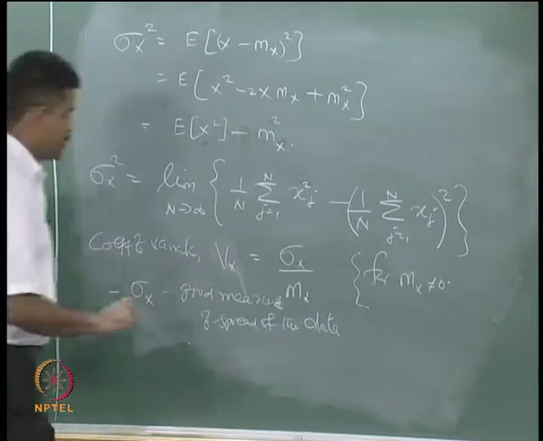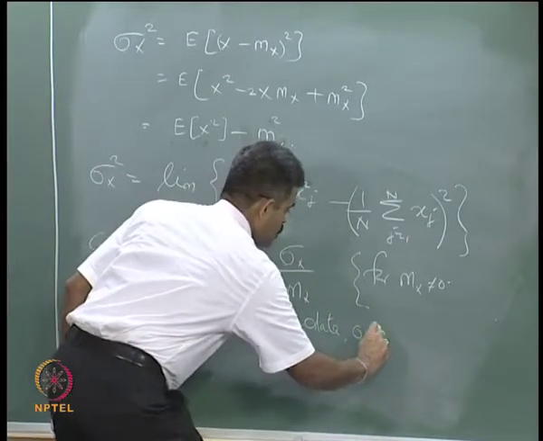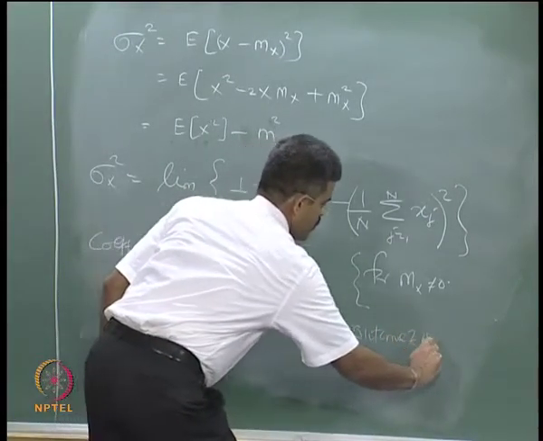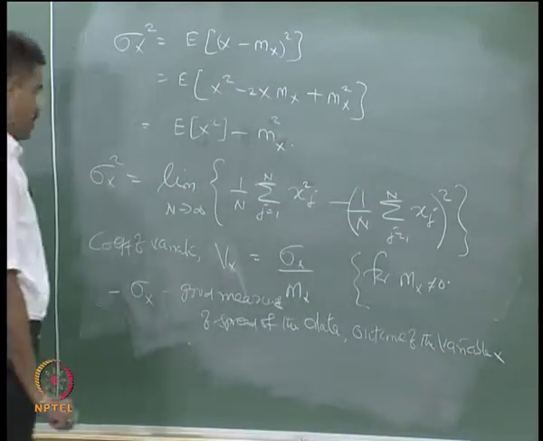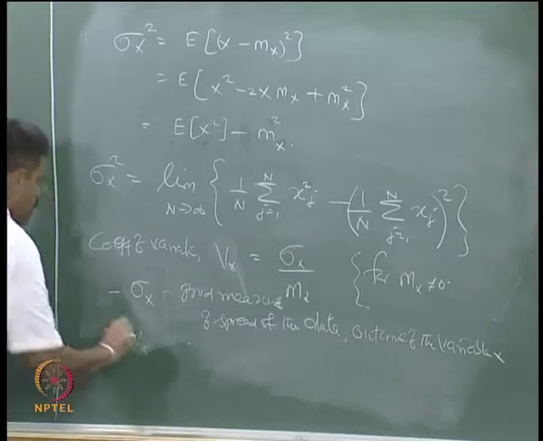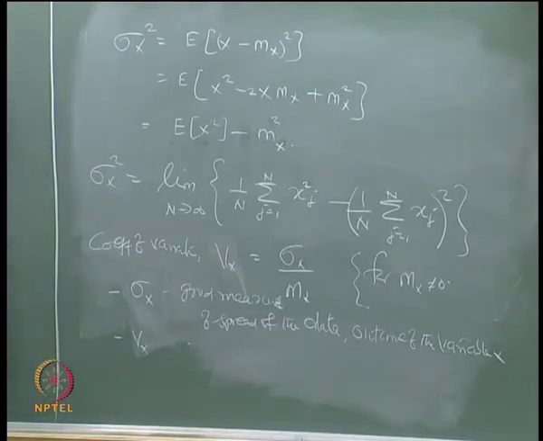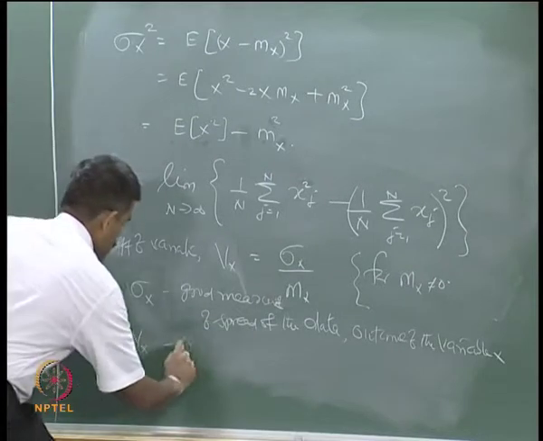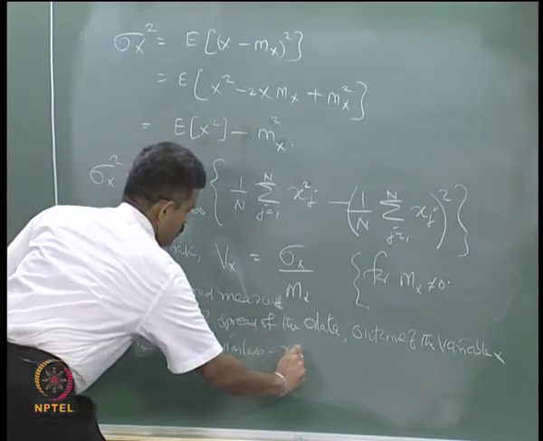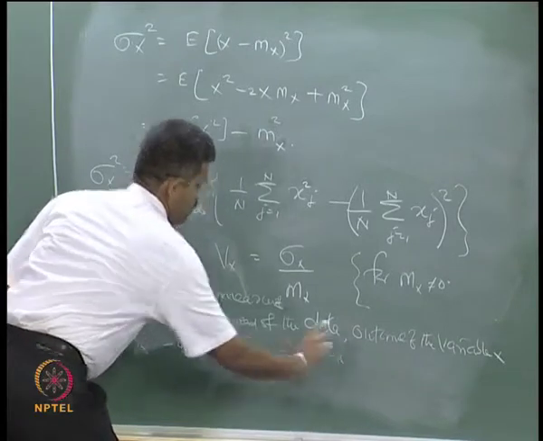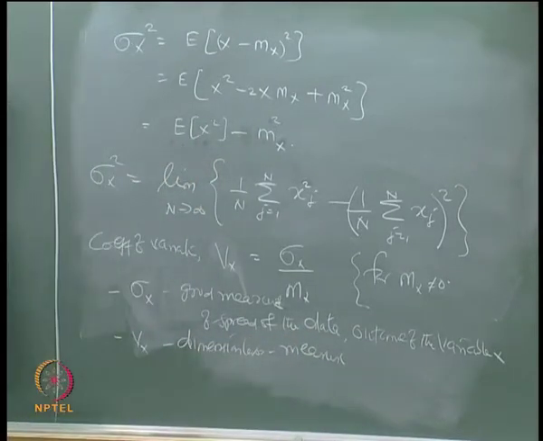In our case, the spread of the outcome of the variables, whereas the coefficient of variation Vx is a dimensionless quantity which can be used to measure the statistical fluctuations around the mean.